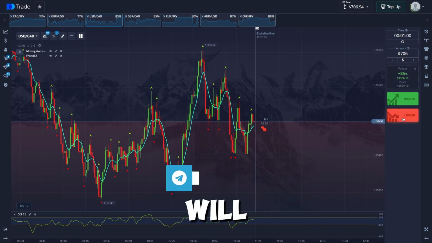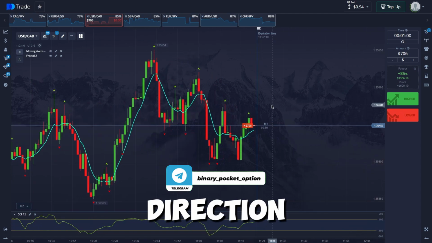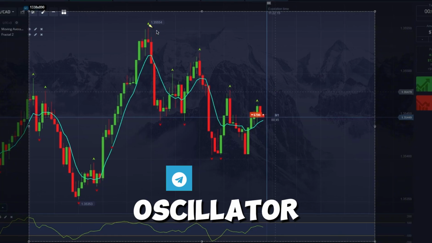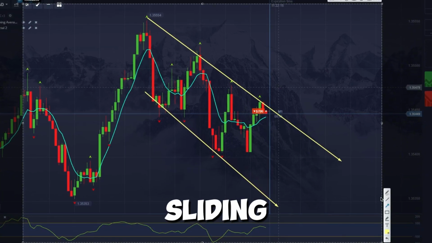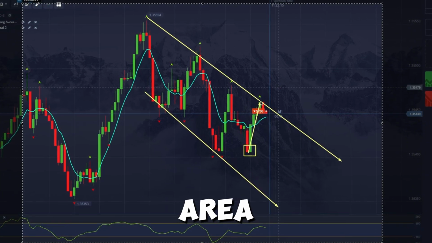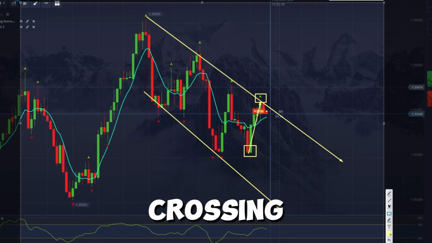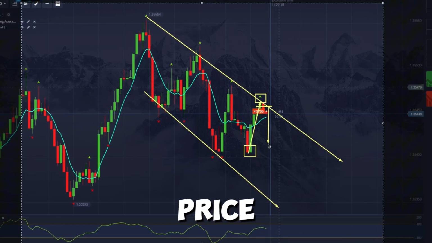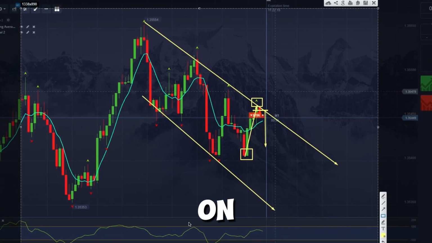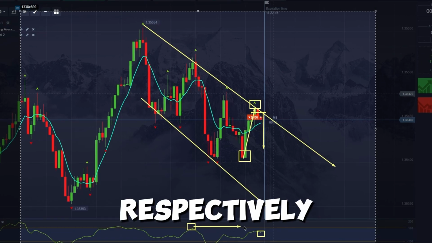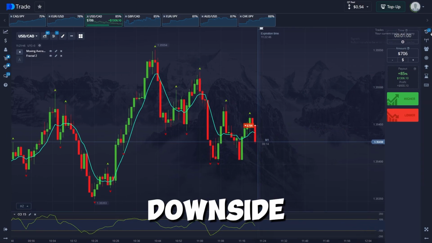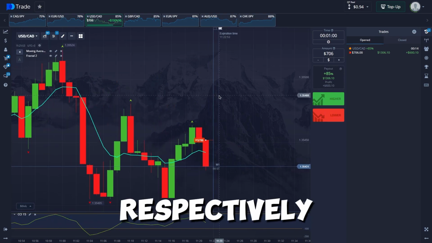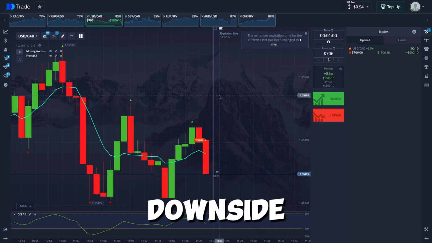And here we will open a down trade in the direction of the trend. We pay special attention to the oscillator. We can see how its signal line crossed the overbought area, so we will wait for the crossing of the oversold area. At this point, after the price pullback, the local maximum on the fractal was updated. Accordingly, we open a deal on the downside, and we see in addition we cross our moving average. Accordingly, the deal is opened on the downside.